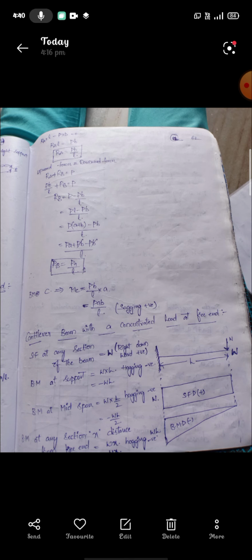So simply supported beam with central point load, shear force equal to WL by 2 and bending moment is WL by 4. So for simply supported beam with UDL throughout the entire span, the shear force value is WL by 2 and bending moment value is WL square by 8. So for simply supported beam with eccentric point load, shear force is RA or RB. So RA equal to PB by L and RB equal to PA by L. So bending moment is at center. Bending moment MC equal to PAB by L.